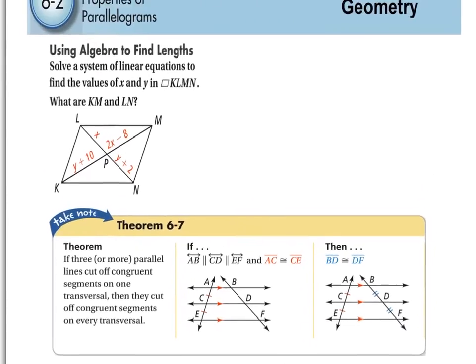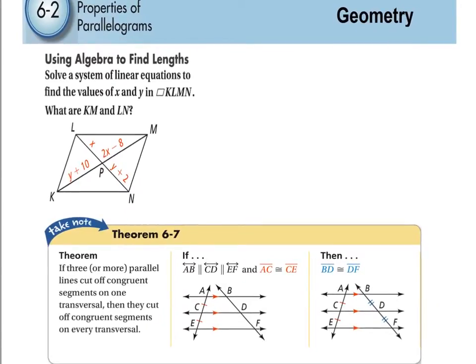Let's take a look at an example. It says solve a system of linear equations to find the values of x and y in parallelogram KLMN. What are KM and LN? Now, there's quite a bit here. The first thing we're going to do is set up our equations. We know that LN and KM bisect each other, so we know two things.